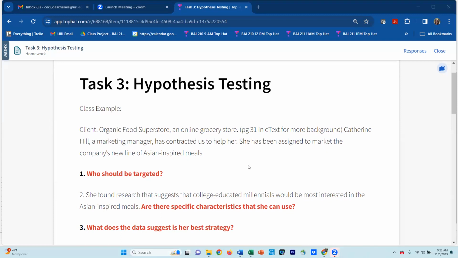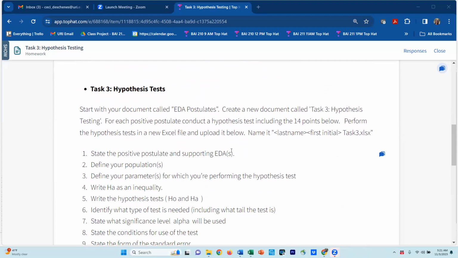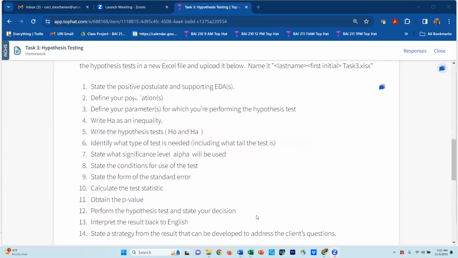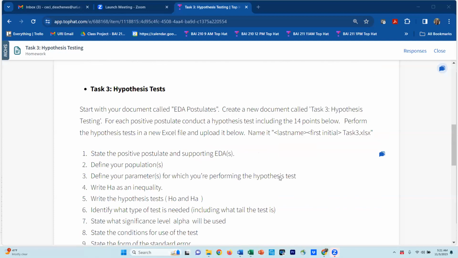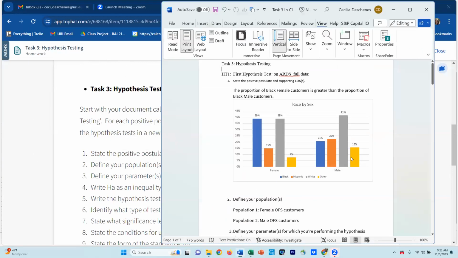So in Top Hat, it goes through what to do, and I've identified these 14 steps that you will be doing for repeating these for four different hypotheses. So to set that up, I recommend, it might not be a bad idea to take the two positive postulates.